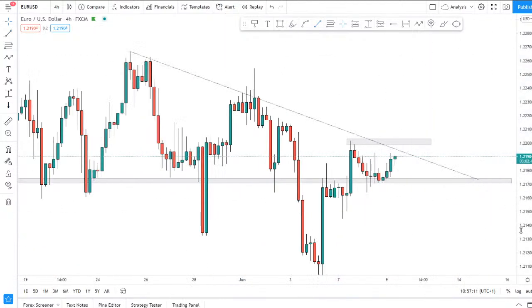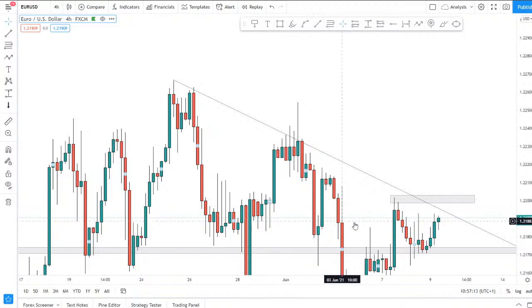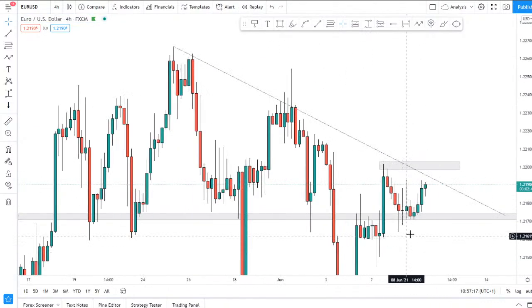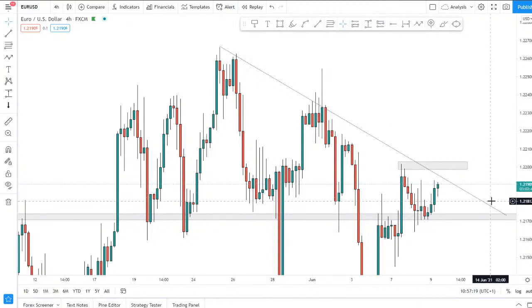And it does line up quite nicely with that trend line there as well. So interested to see what happens there. But if price does break through it, then yeah, I will be open to change my bias and maybe look for longs as well.